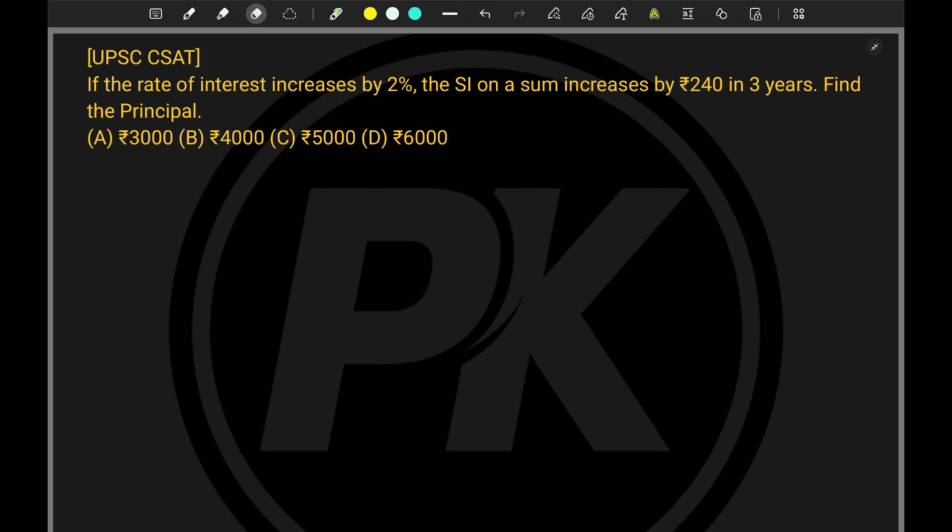So this problem is from UPSC CSAT. So let's try to solve this problem. I love the UPSC problems because the way they ask is so different. Okay, so if the rate of interest is increased by 2%, the simple interest on the sum is increased by 240 in 3 years. Now here, the rate of interest is increased by 2% and hence the simple interest is increased by 240 in 3 years. So this is what SI.